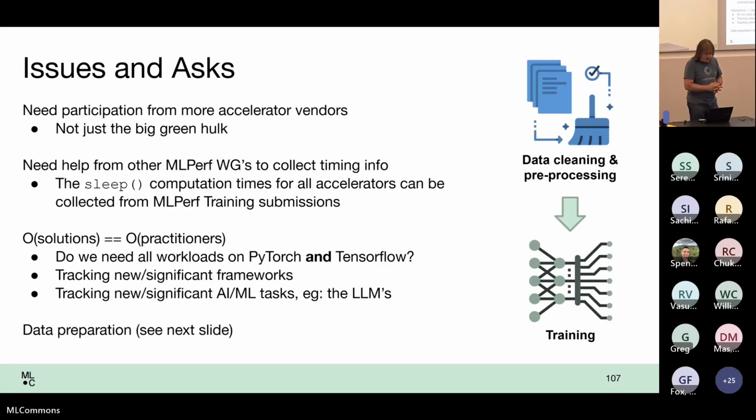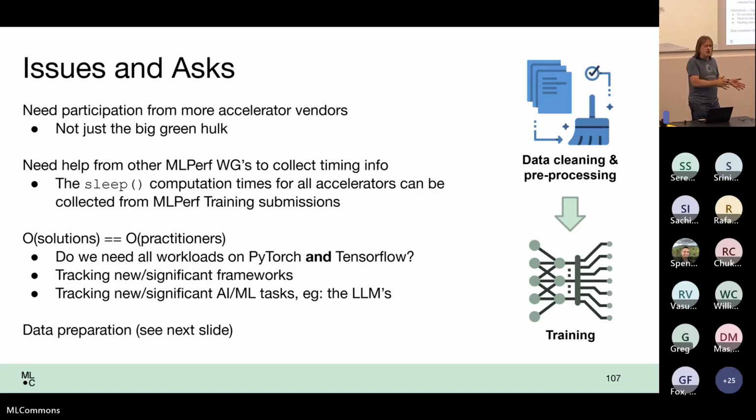So, issues and asks. We used to have a guy who showed up from one of the startup accelerator vendors, and so that was really informative because he kept telling us that, Thaddeus, he's a wonderful guy, works for Tenstorrent.